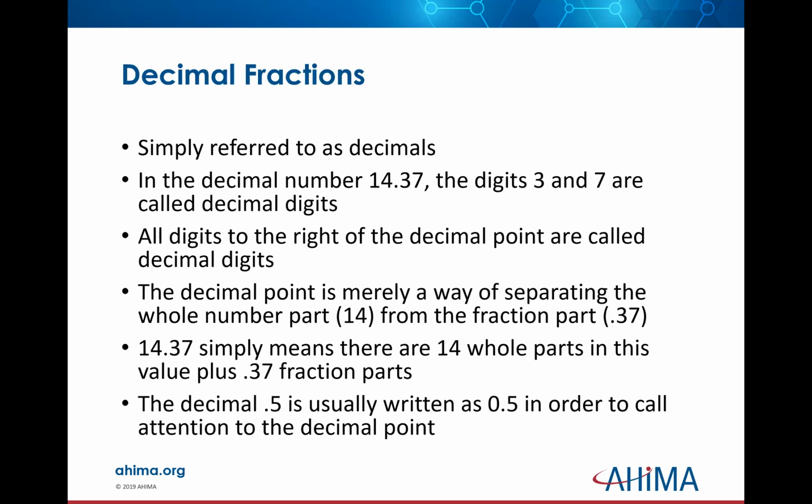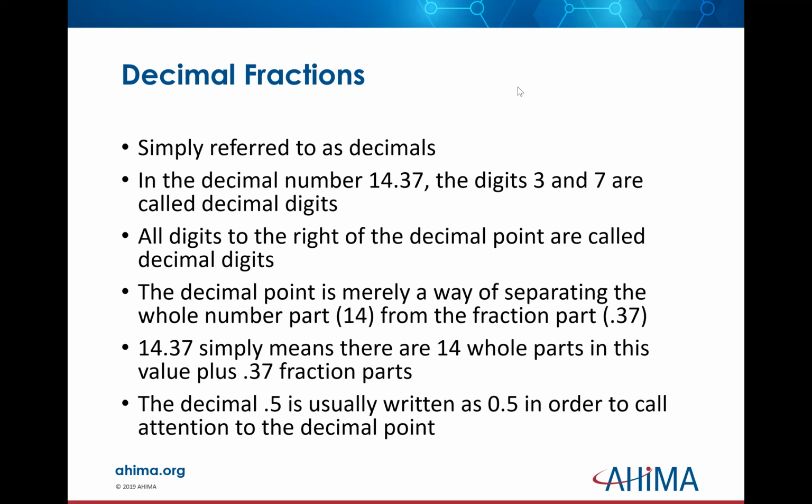Decimal fractions are basically taking a fraction and putting it into the Dewey Decimal System, right? So in the number in the second bullet point, we have 14.37. In other words, we have a 14, which is the whole number, and 37 100ths, right? So the digits that are to the right of this decimal point, right there, are the decimal digits. And we say carry out to two decimal places or what have you. That's what we're talking about.